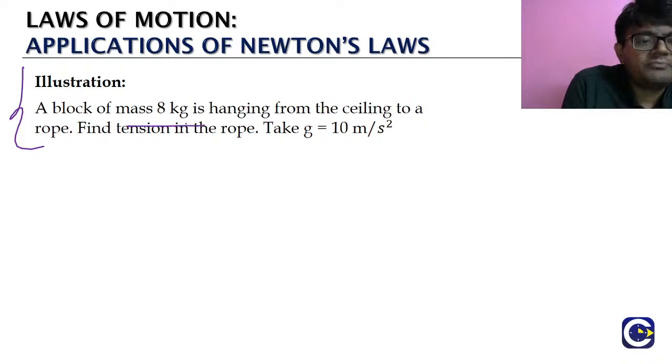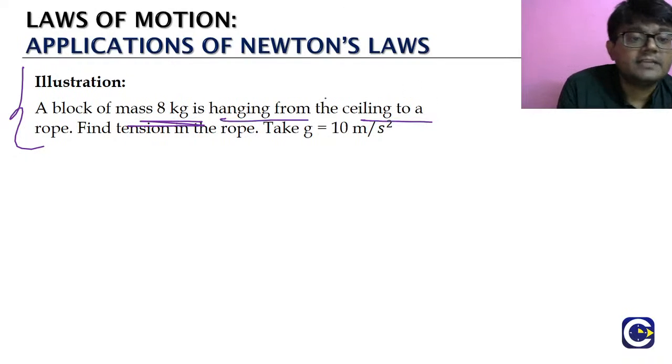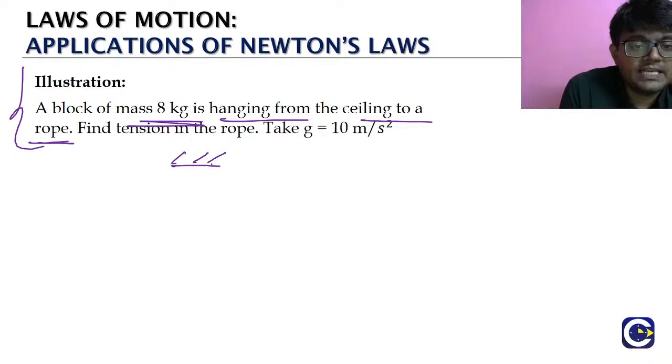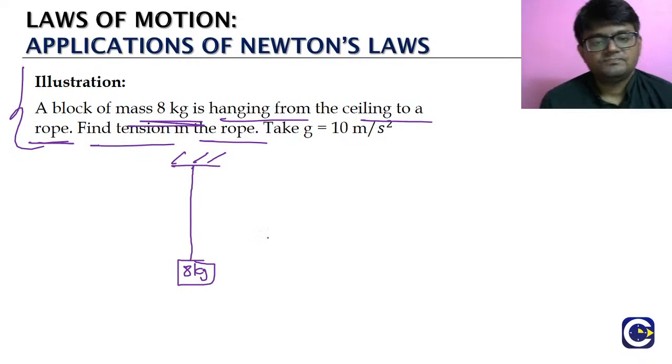A block of mass 8 kg is hanging from the ceiling, from a rope. See, the ceiling is here, and from it the block is hanging by a rope. Its mass is 8 kg. Find the tension in the rope.